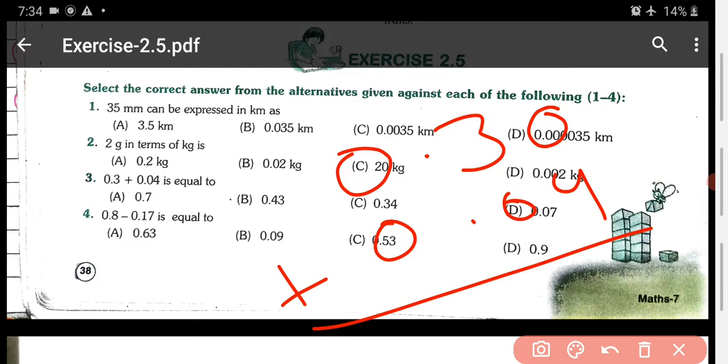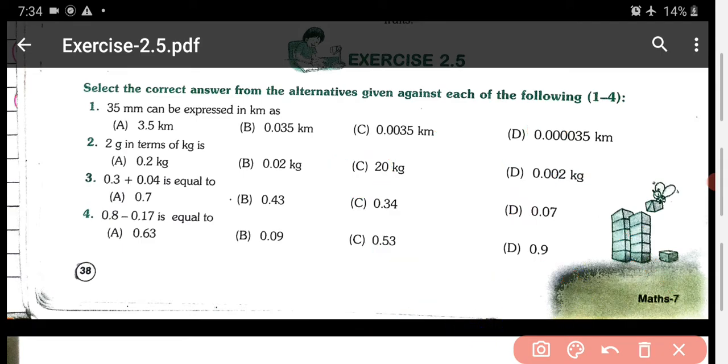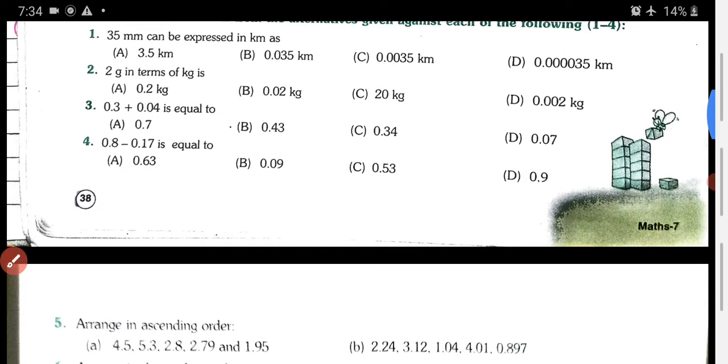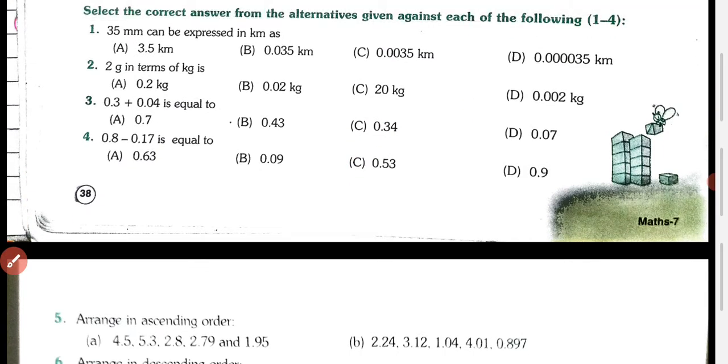So you can write 0 from your side. Now add 3 plus 0, 4, it is 3, it becomes 0. So you get 0.34. So you have to write 0.43, sorry, 0.34 you get. So you get 0.3. Option C is correct. Now come on fourth part.